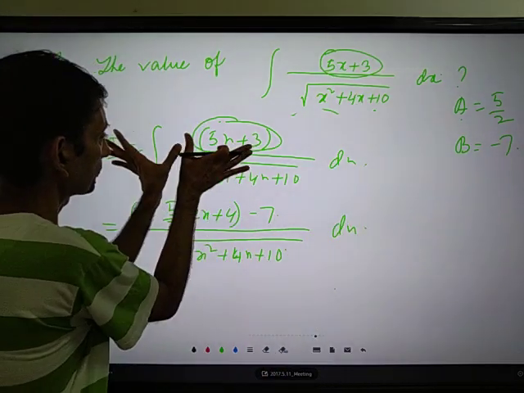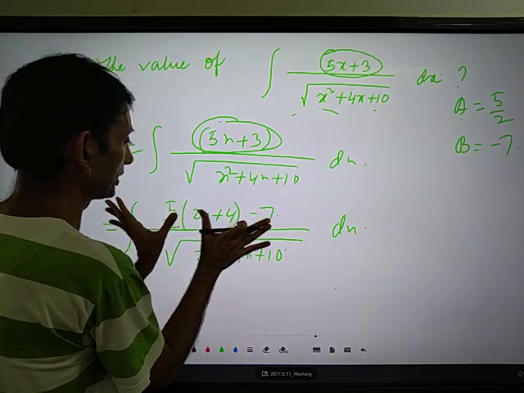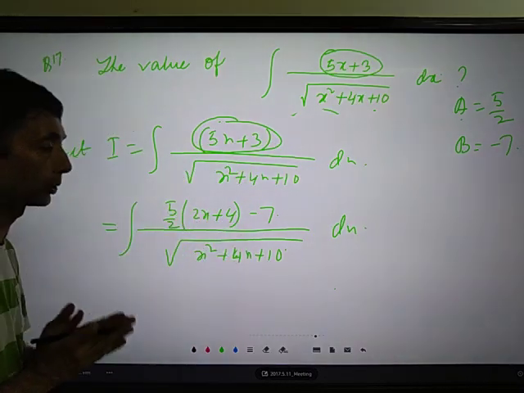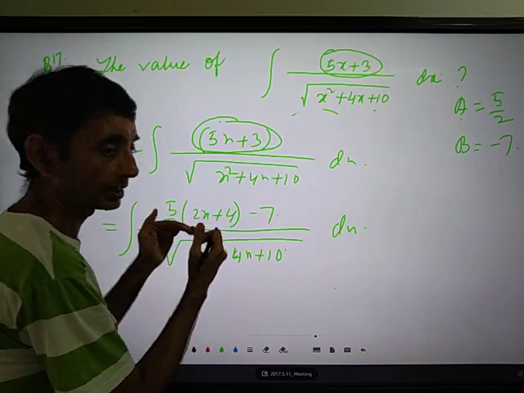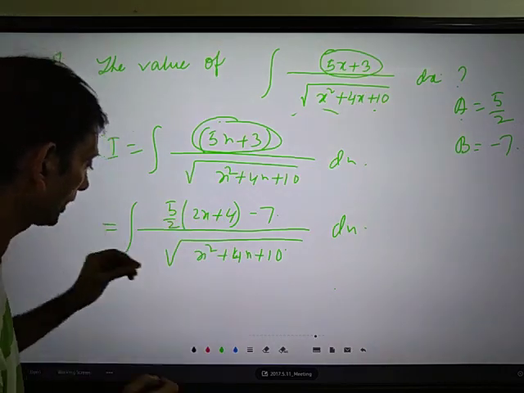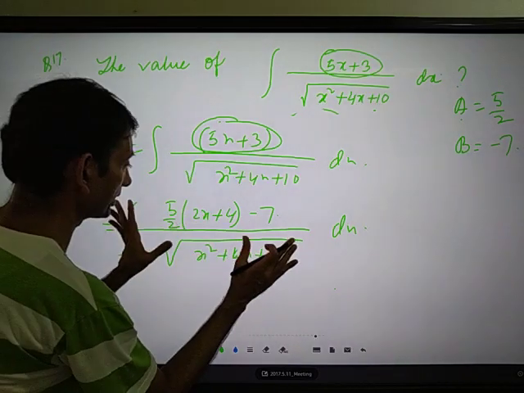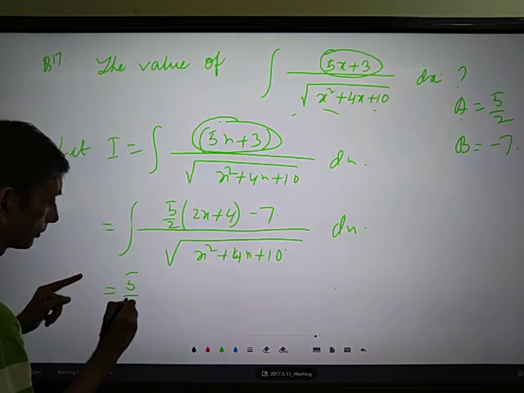Now it's done. This 5x plus 3 can be written in the form of 5 by 2 times (twice x plus 4) minus 7. Why you should write it in this way, you'll understand in the next steps. The moment I write this, I'll separate this integral into two parts. This is 5 by 2.